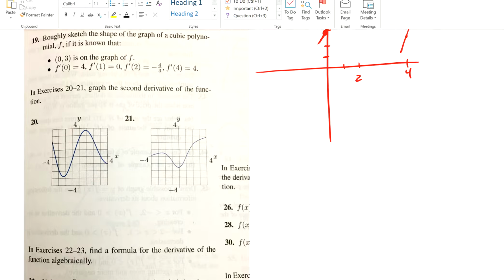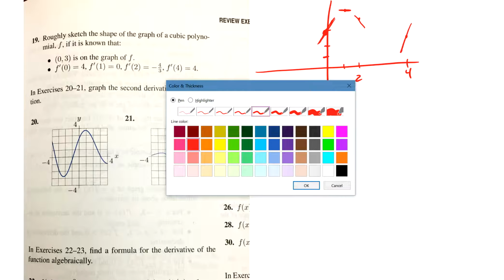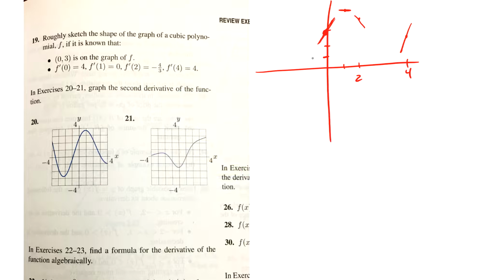Let's do this. Let's do blue. It's going to come up here, go through there, come down, and turn around and go back up. So it's just a cubic. I don't know how far down it goes or anything like that, because we're just trying to do a rough sketch of it. Alright, so 19 is done.